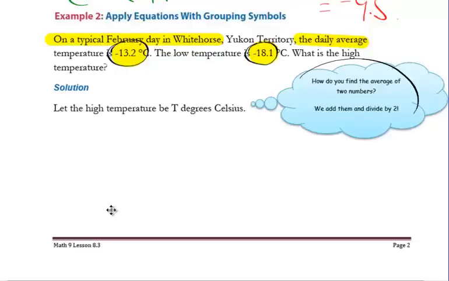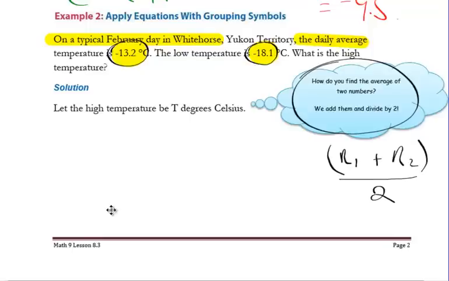Now, I want you to think here. How do you find the average of two numbers? Average is easy, isn't it? So if you had number 1 and number 2 and you wanted to find the average of those two, you'd simply add them up and then divide by 2, and that's your average, isn't it?